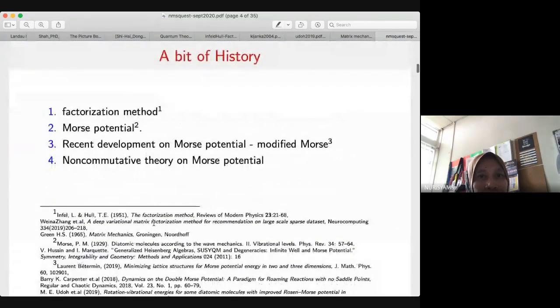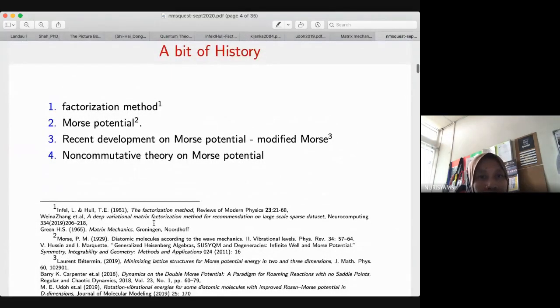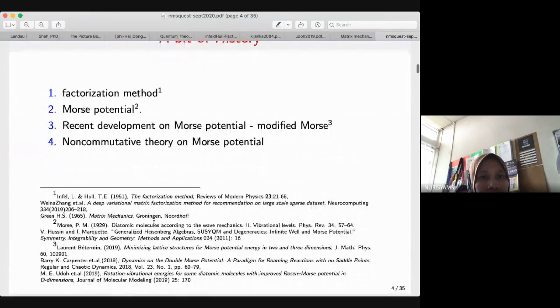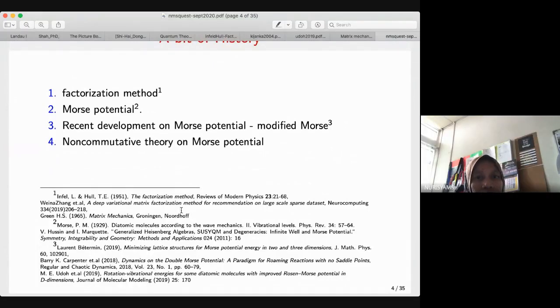Talking a bit of history, there are at least two important parts here. The first is on the factorization method. This is the work by Infeld and Hull in 1951, published in Reviews of Modern Physics. The title is The Factorization Method. Here, Hull and Infeld discussed at least six types of factorization method.